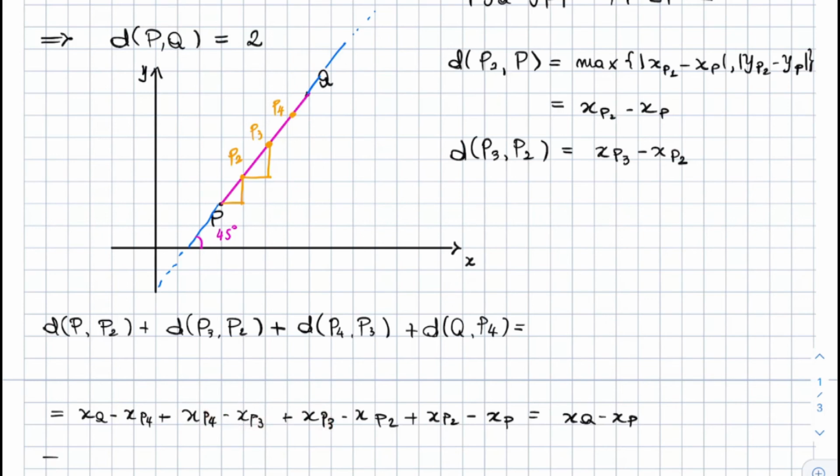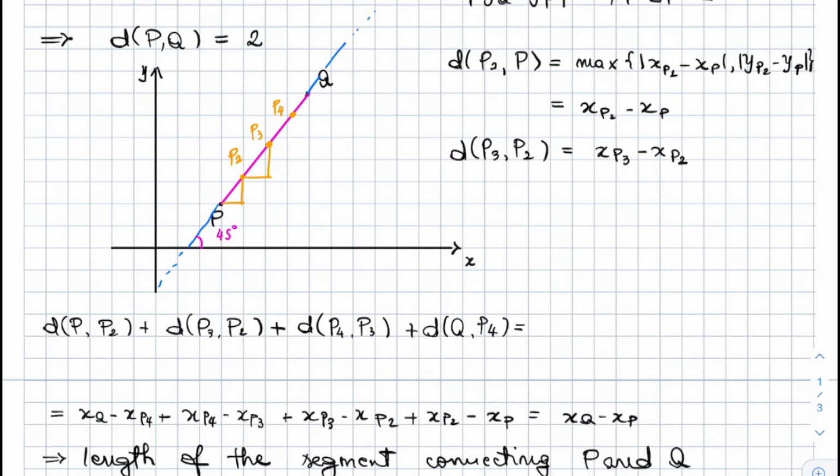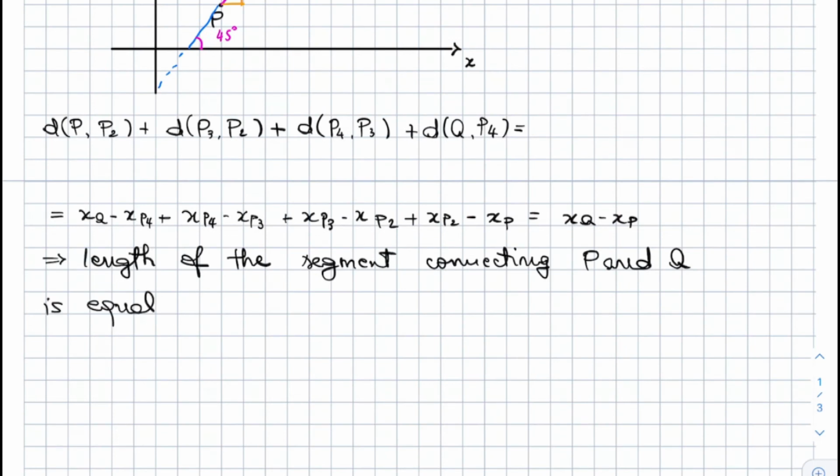Therefore, the length of the segment connecting P and Q is equal to xQ minus xP, because this reasoning will hold for any number of points you choose on the segment, but it is also equal to the distance between P and Q, because, as we said, as the line on which the segment lies forms an angle of 45 degrees with the x-axis, the absolute value of the difference between the x-coordinates of P and Q is the same as the absolute value of the difference of the y-coordinates between P and Q.